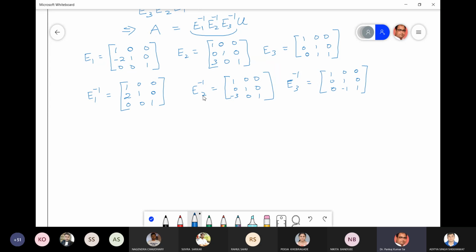Now let us multiply E1 inverse, E2 inverse, E3 inverse. What do we get when we multiply E1 inverse times E2 inverse? What is the answer? The first row times first column, that answer is equal to 1. Diagonal element doesn't change when we multiply such kind of matrices. Now, first row, second column, that's equal to 0. This is also equal to 0. Second row, first column, the value is 2 here. Here it is 0. Third row, first column, this is minus 3, this is 0.